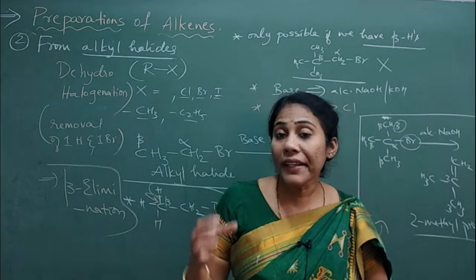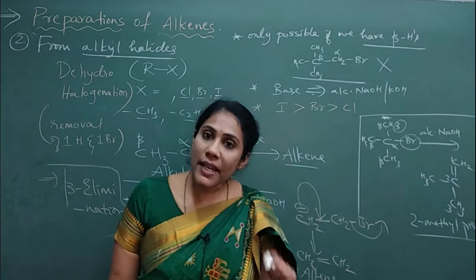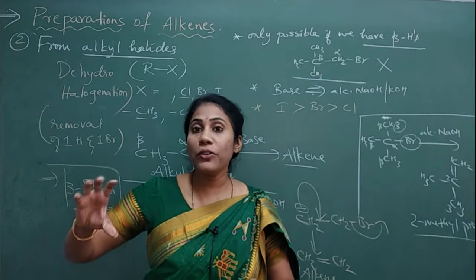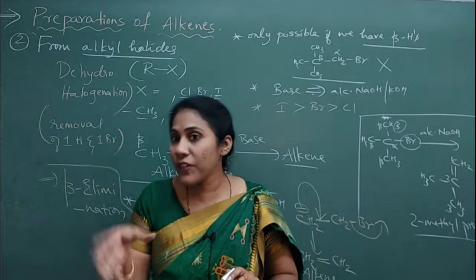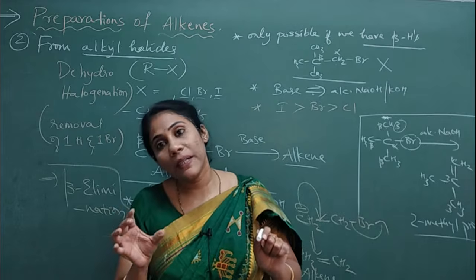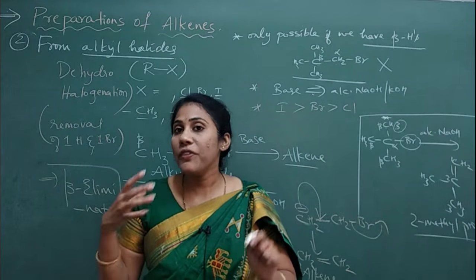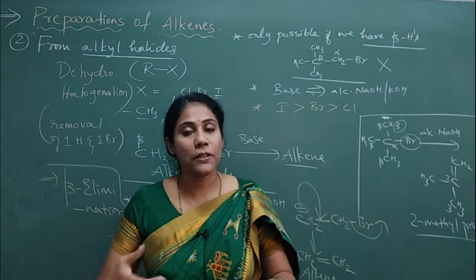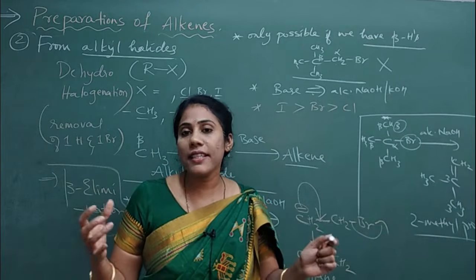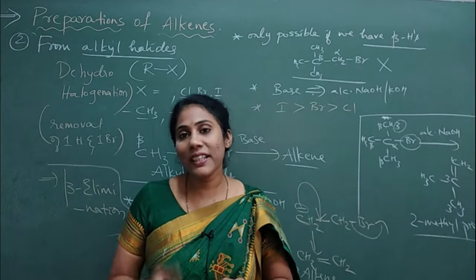Okay, so this is all about the dehydrohalogenation reaction or β-Elimination. To observe this reaction, you must definitely have beta hydrogen. So when you remove hydrogen from the beta carbon and the halogen, you will always get a double bond between alpha and beta carbon. Alpha is the first carbon to which the halogen is attached. Beta is the next carbon after alpha. Okay, so this is how you can predict and write the product. And now let's go for the third method.